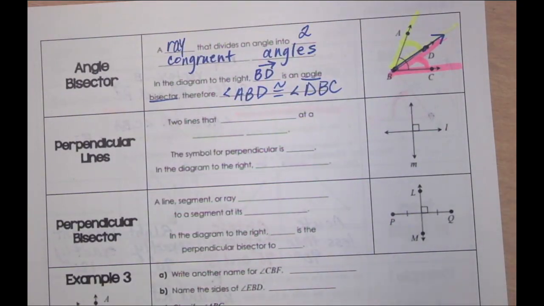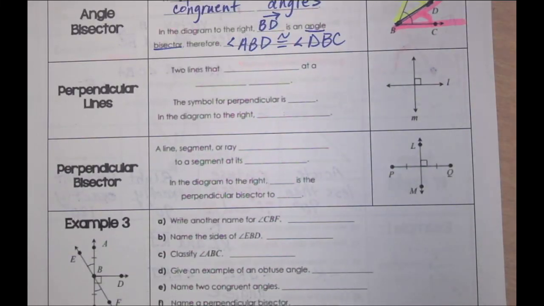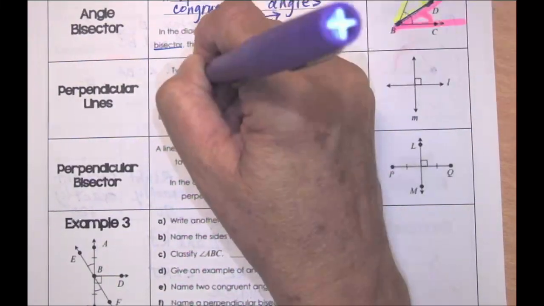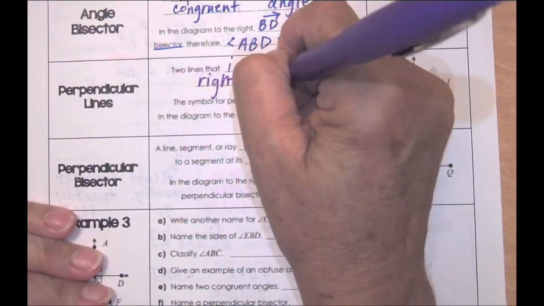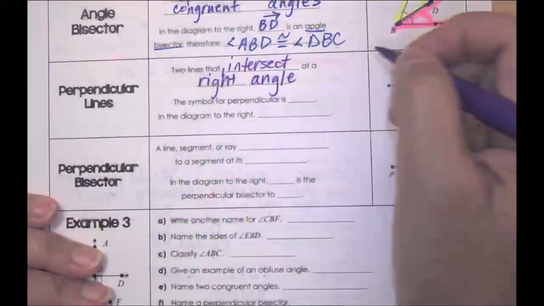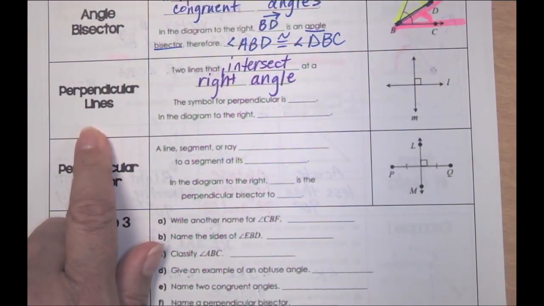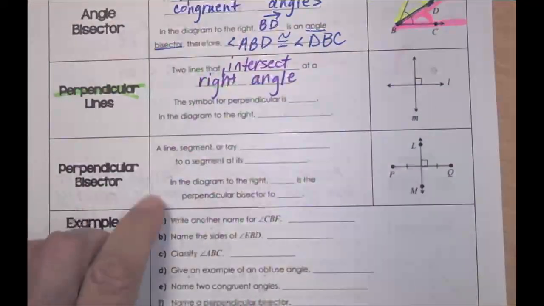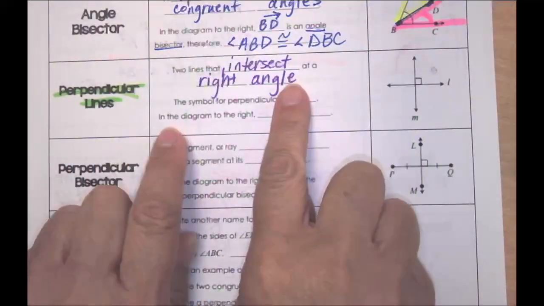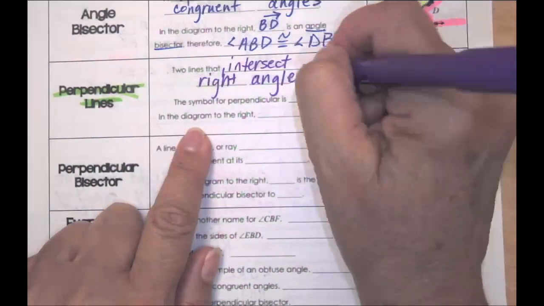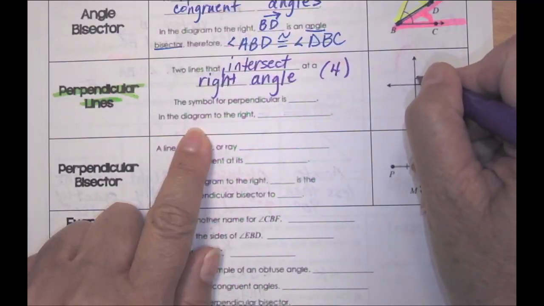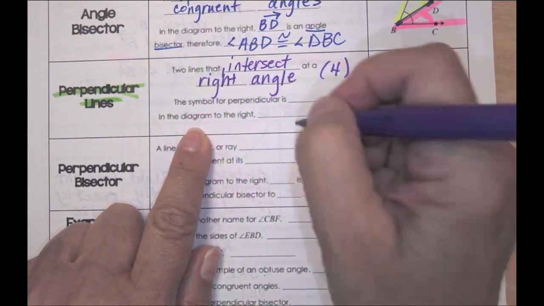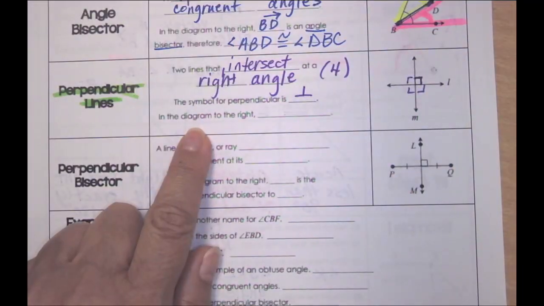So two lines, this also should be reviewed to you and not new. Two lines that intersect at a right angle are perpendicular. So, like I said, this should be a review for you. Two lines are perpendicular lines if they intersect at a right angle. Now, it actually makes four right angles. So, if these lines intersect and this one's a right angle, then you know that all four have to be right angles. The symbol for perpendicular is like that, like an upside down T.